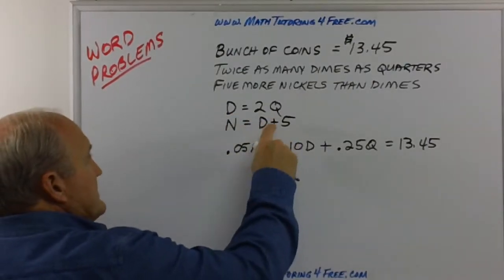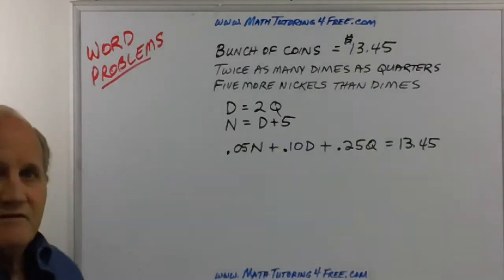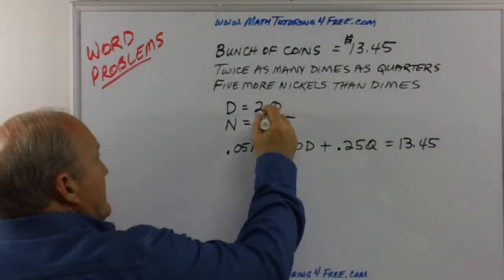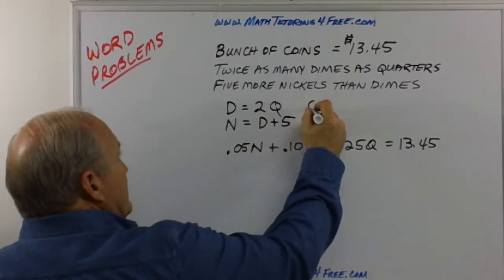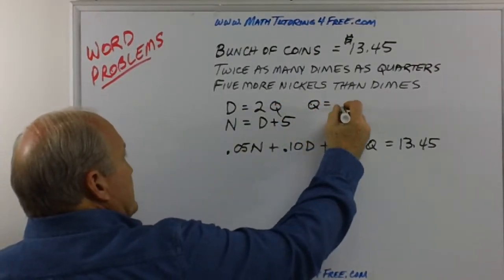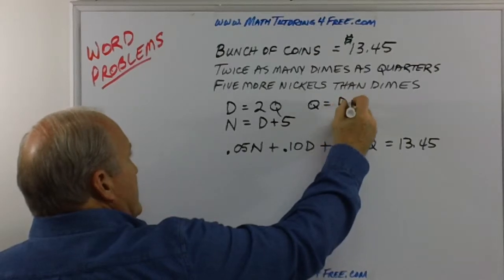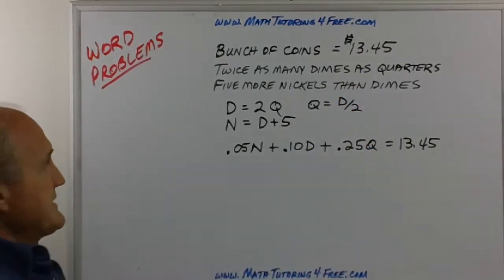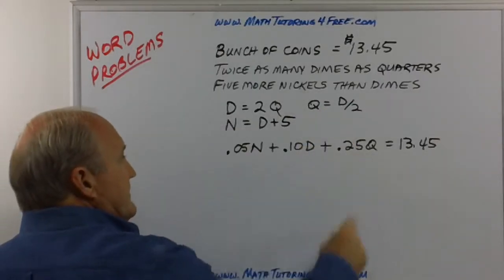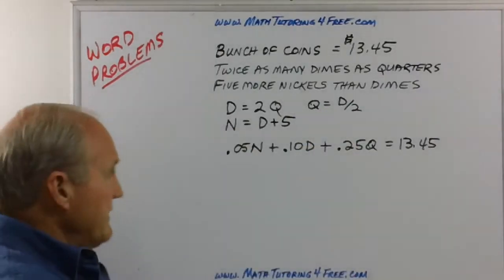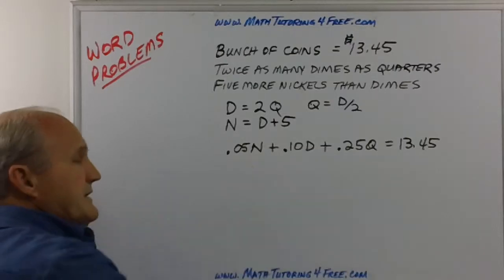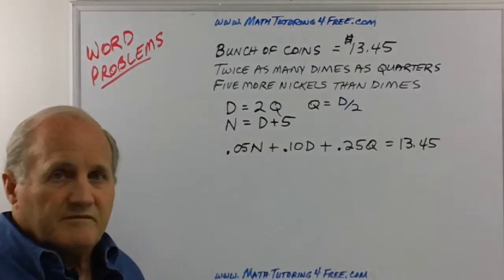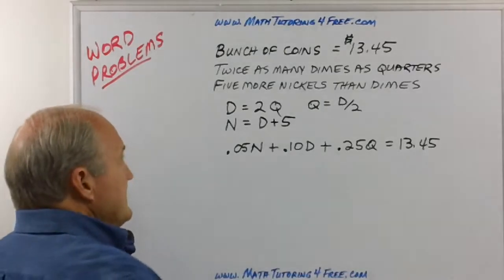Maybe what we should do is solve for the Q. If we solve for Q, that's equal to what? D over 2. If we substituted D over 2 in for the Q, and we could do the same thing and get N in terms of dimes, then we'd have all one variable, wouldn't we? So let's look at that.